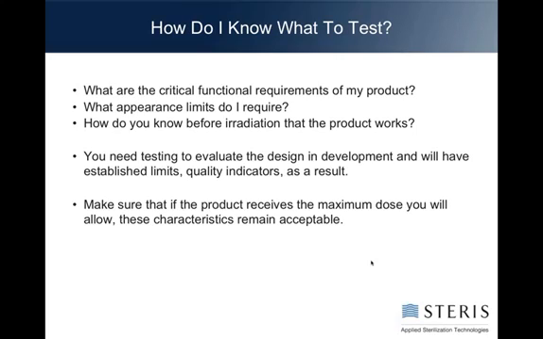How do you know, before a product's been irradiated, when you're designing it, that it meets the performance specifications you wanted it to? Those are good quality indicators for you to test to after it's been irradiated. When you're developing a product, when you're developing a design, you're going to establish limits for what you consider acceptable. These become your quality indicators, and they're good things to test to after you've looked at what happens to your product if it gets the maximum allowable dose.